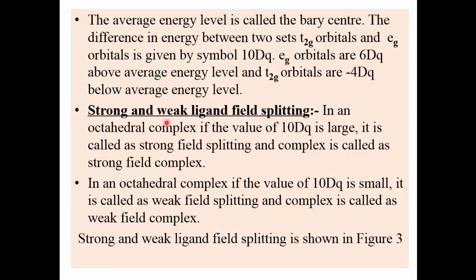Now see what strong and weak ligand field splitting is. In an octahedral complex, if the value of 10 Dq is large, it is called strong field splitting, and the complex is called a strong field complex. When the 10 Dq value is large, when the 10 Dq value is high, at that time it is strong. And in an octahedral complex, if the value of 10 Dq is small, it is called weak field splitting, and the complex is called a weak field complex. So strong and weak ligand field splitting is shown in the next figure.